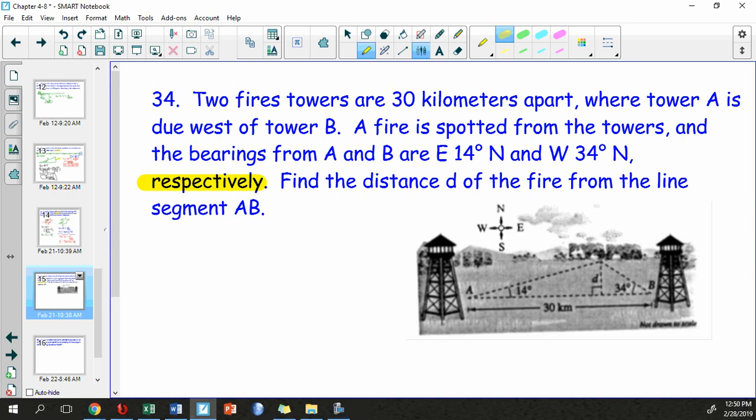So this east 14 degrees north goes with A. So that means I'm starting from my east axis and I'm going toward the north axis 14 degrees, which is why it's on the inside of the triangle. Do we understand that? Then I'm going to go west, so I'm at Tower B now, and I'm going to be on the west axis going up toward the north 34 degrees. So that's why it's on the inside of the triangle again. Do we understand that, yes or no? Excellent. This is to find the distance.